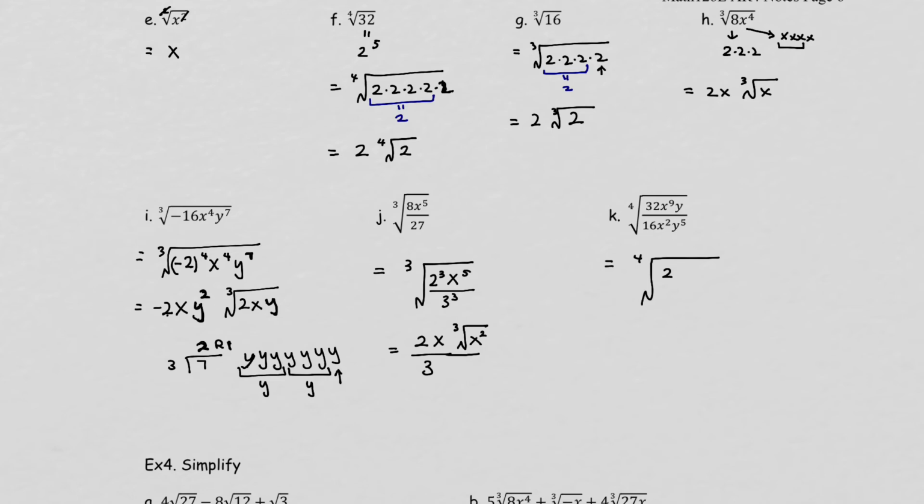And then you have x to the 9th and x squared. Bring it up. 9 minus 2. It becomes x to the 7th. And then y will be on the bottom because your 5th exponent on y is larger. So bring y down. It will be y to the 5 minus 1 because you're subtracting one of the y from the numerator. You're going to get y to the 4th exponent. Let's see if I can bring anything out. Looks like my x will be out.